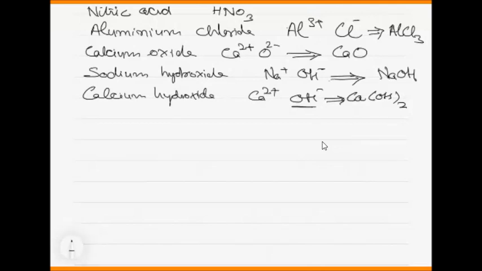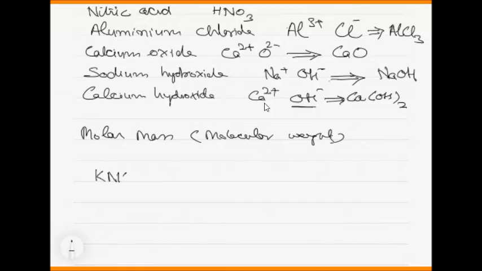Well, students, after writing chemical formulae, now we have to write the molar mass. Molar mass, or as we call it, molecular mass, or molecular weight also. Now when we have to write molecular weight, then we have to first see the formula. So the first formula as we have written is potassium nitrate. So potassium nitrate is KNO3.